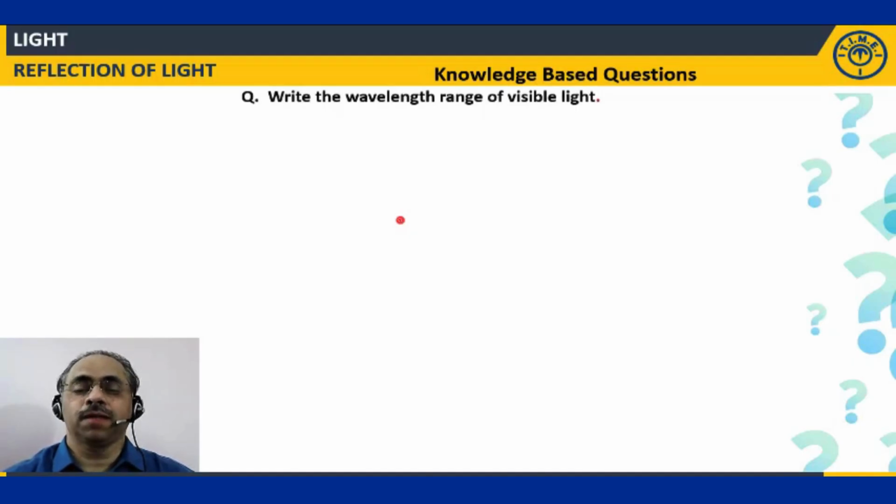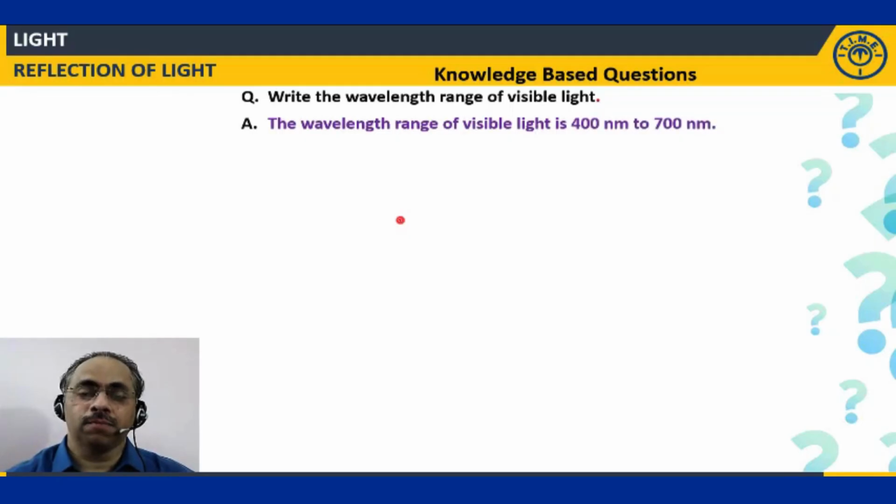Write the wavelength range of visible light. What do you mean by wavelength range of visible light? When you're talking about light as a wave, v is equal to nu lambda. So lambda is equal to wavelength. Okay. Frequency will change for the white light. So when you consider the wavelength, it is from 400 nanometer to 700 nanometer. 1 nanometer, as we told earlier, is 10 power minus 9 meter.